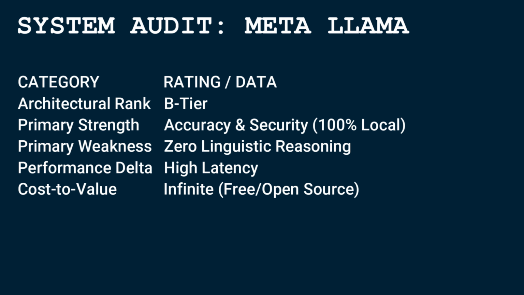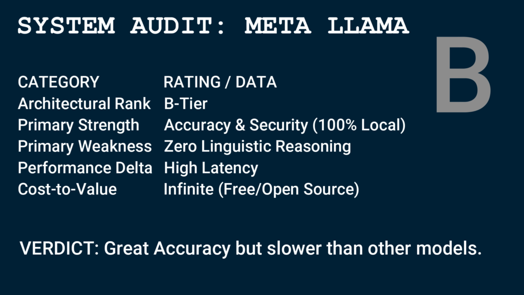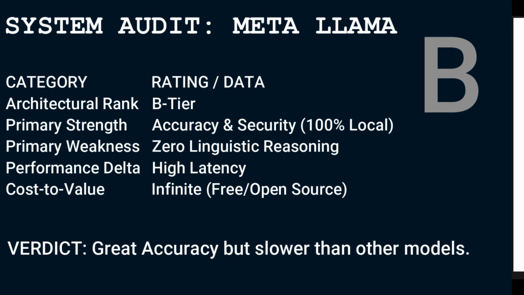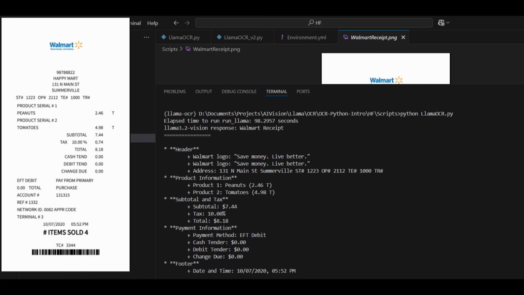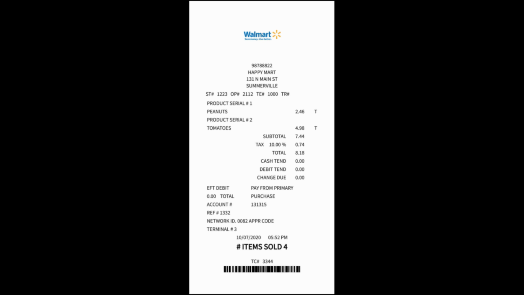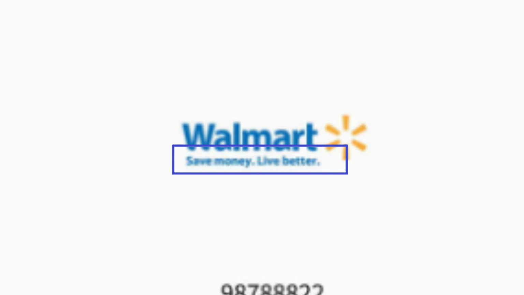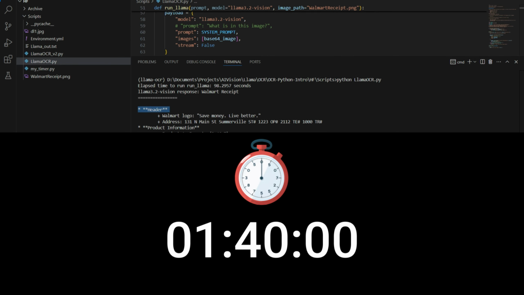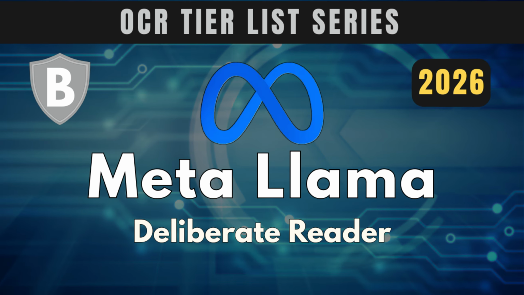Based on our testing, we're placing this model in the B tier for our 2026 OCR rankings. While the accuracy is exceptional, successfully capturing the small print details that many high-tier models missed, the 100-second inference time prevents it from reaching the accurate and fast requirements of the A tier. We're labeling this one the deliberate reader.